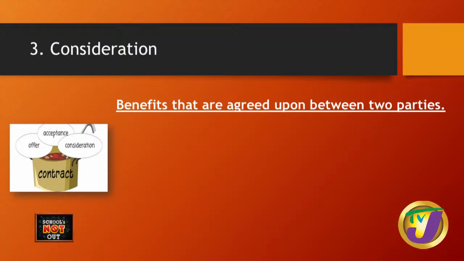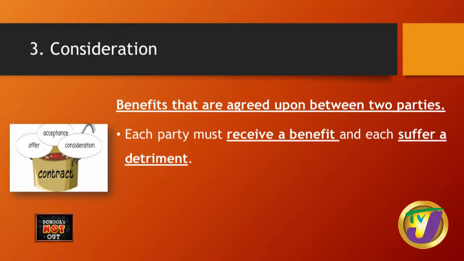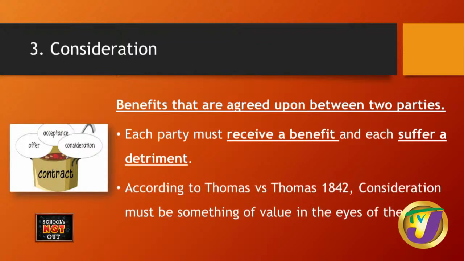So what will you benefit? In exchange, what benefit will I reap from our contract? Each party must get a benefit and each may suffer a detriment. Basically, one person is giving up something in aid of getting something else, and vice versa. According to Thomas versus Thomas, 1842, consideration must be something of value in the eyes of the law. So it's the thing of value that we trade within a contract.